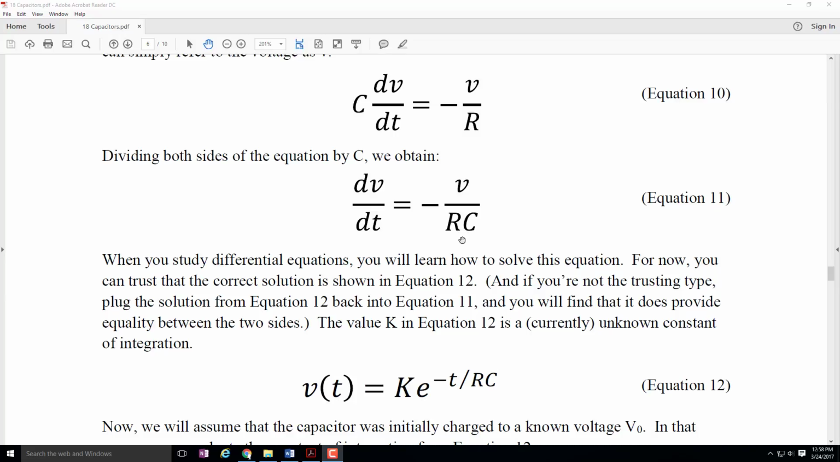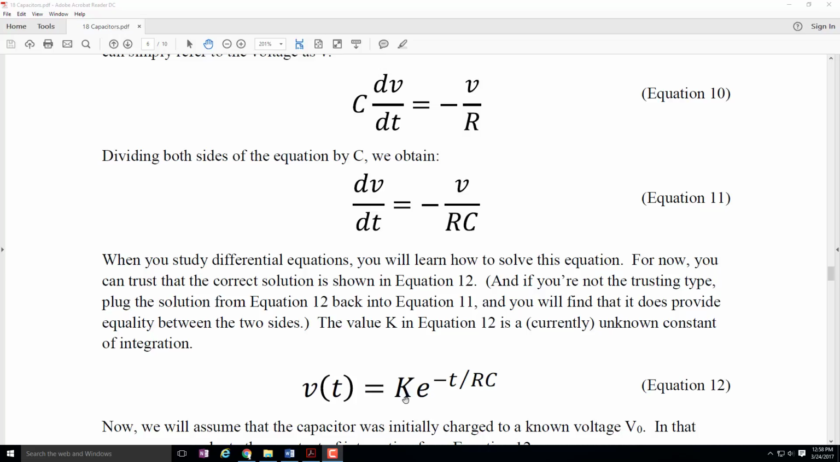Maybe you don't have to take my word for it, because if you take this term here and you plug it in both places where V appears in equation 11, take the derivative on the left, you'll end up with exactly the same thing. Because it turns out, remember, if you take the derivative of the exponent, the chain rule is going to pull down an extra negative 1 over RC, and that negative 1 over RC is going to balance this negative 1 over RC. You'll end up with equality in equation 11.